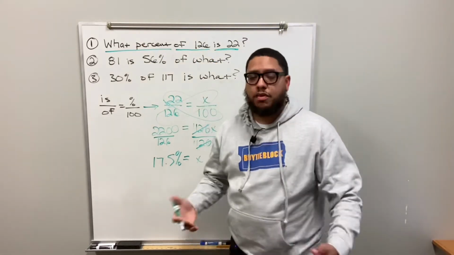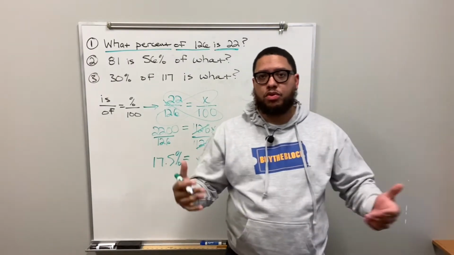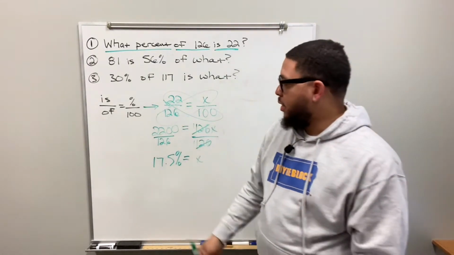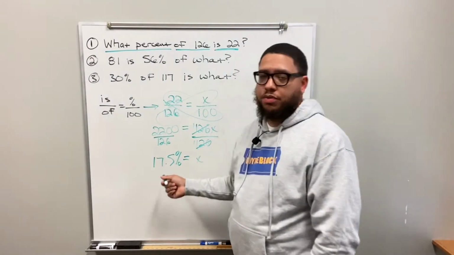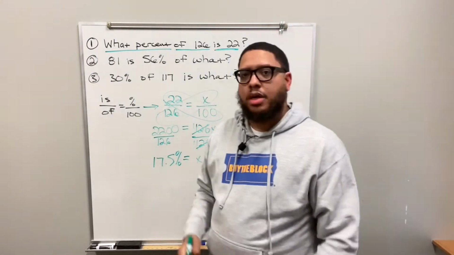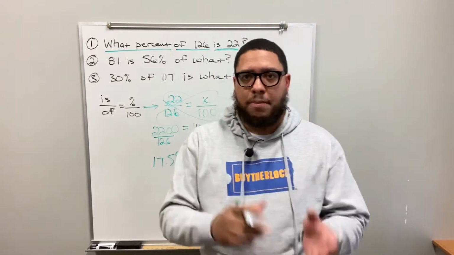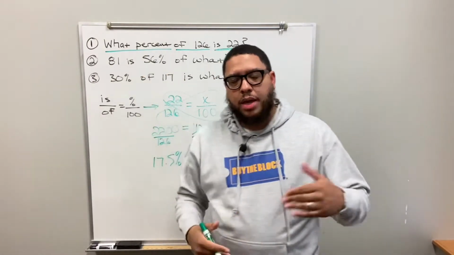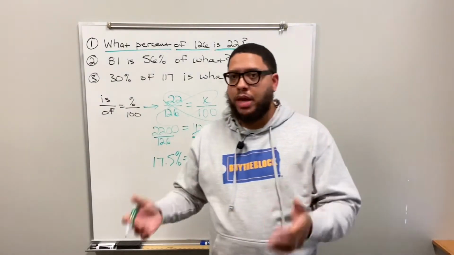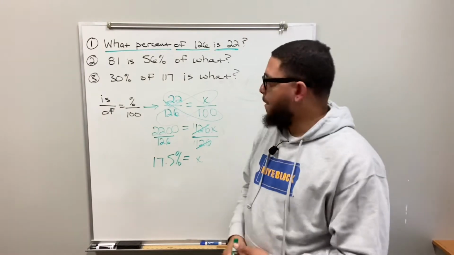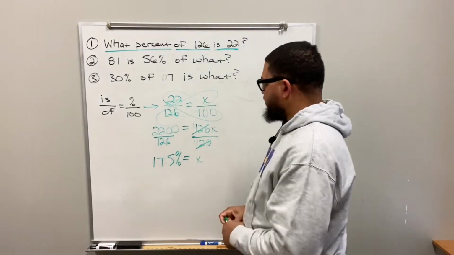So like I said, if you have 126 people in a group and 22 of those people have on black shoes, then that means that 17.5% of those people have on black shoes, because a percentage is just a way to represent a group or an amount out of a larger amount as a fraction, right? Because percentages and fractions are really the same thing. All right, so that's how you do number one.